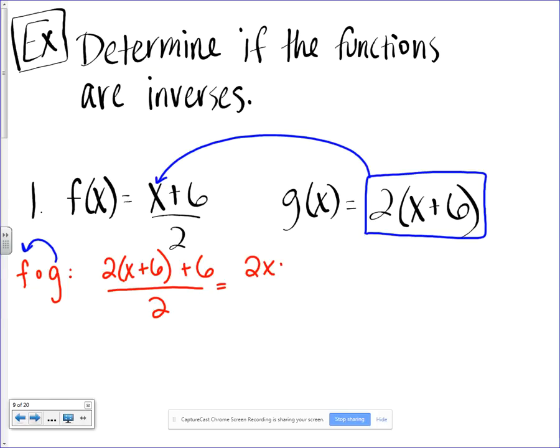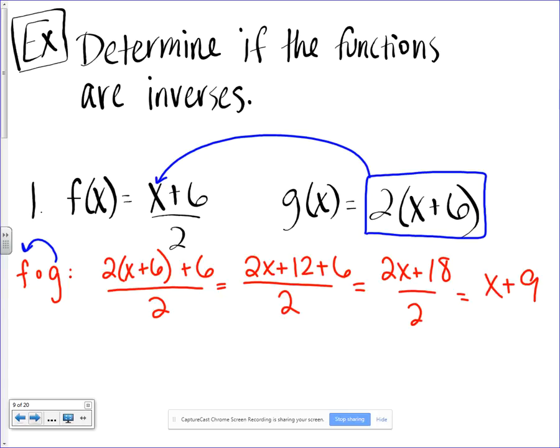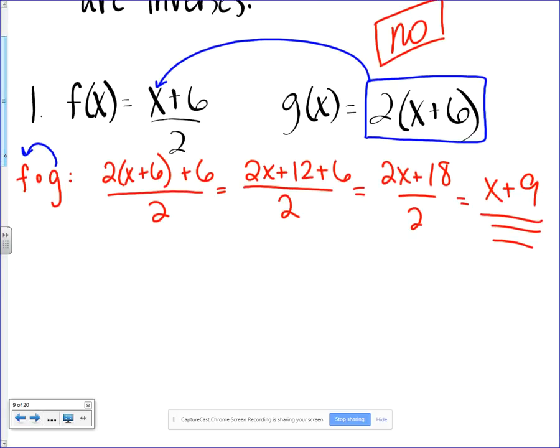So now we'll simplify this a little bit. And that's what I come down with. Now, if you remember back in my definition, I said that it had to boil down to just an x. Well, it doesn't. So I could basically stop right here and just say no. This thing will not be an inverse. There's no reason to even check the other one. But because I want you guys to have the practice, we're going to go ahead and check the other way as well.